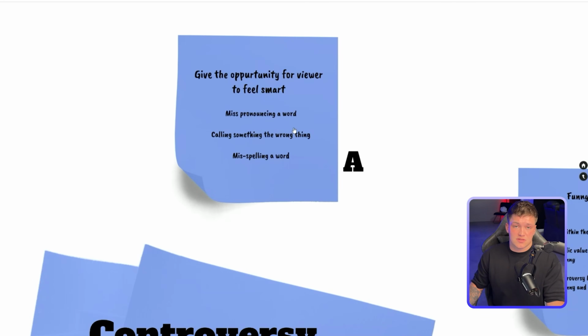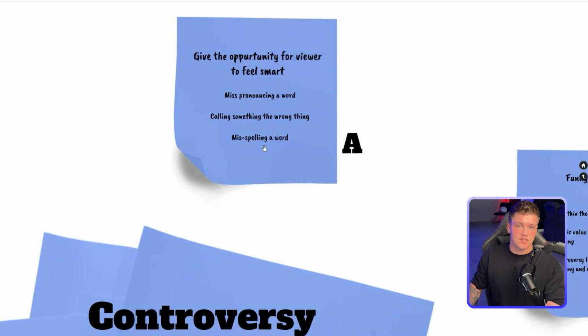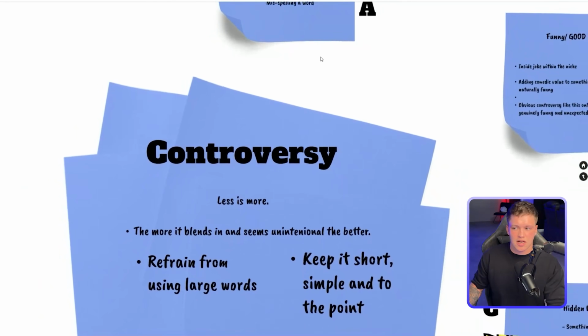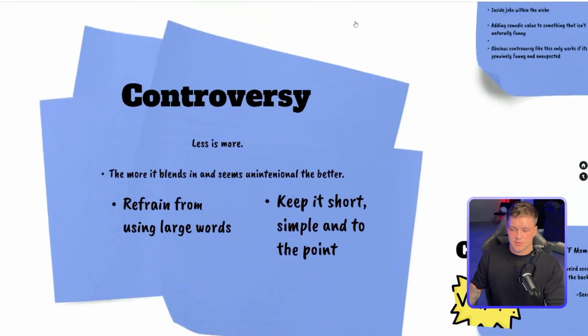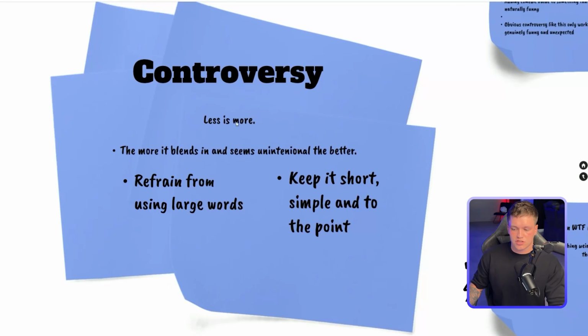So some quick examples: maybe something like mispronouncing a word, calling something the wrong thing, even just misspelling a word. There's all kinds of different things you can do, and I have all kinds of examples that we're about to go over. But when it comes to controversy, less is more. You don't want to overdo it, and you never want to make it seem intentional. The more it blends in and seems unintentional, the better.